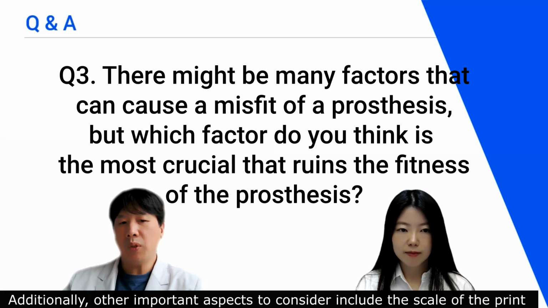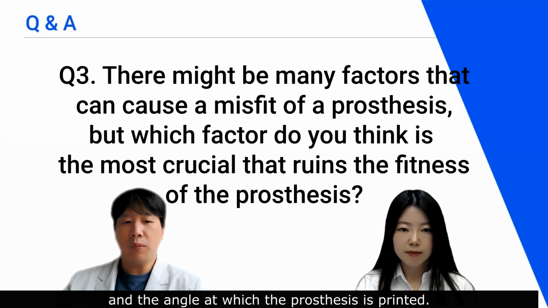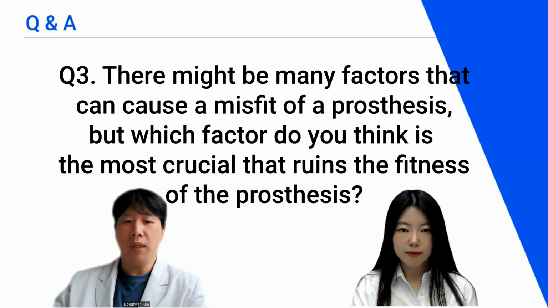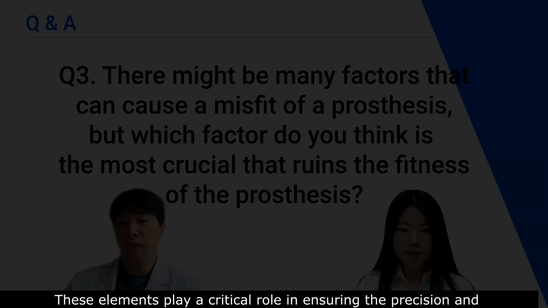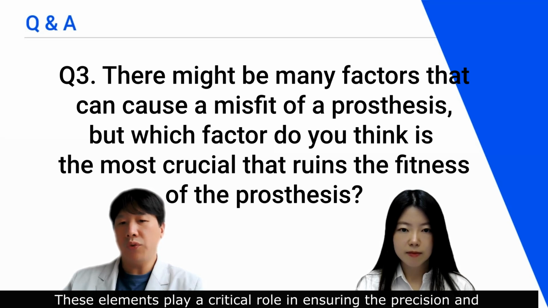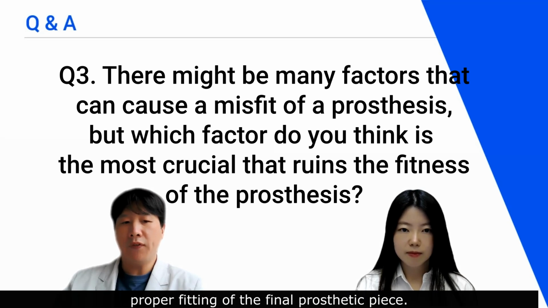Additionally, other important aspects to consider include the scale of the print and the angle at which the prosthesis is printed. These elements play a critical role in ensuring the precision and proper fitting of the final prosthesis pieces.